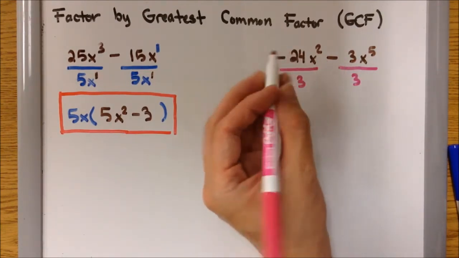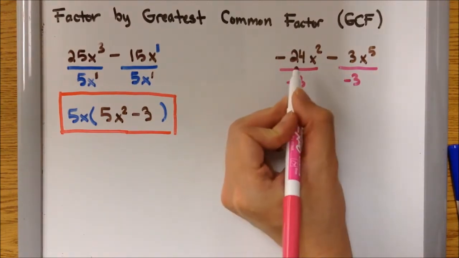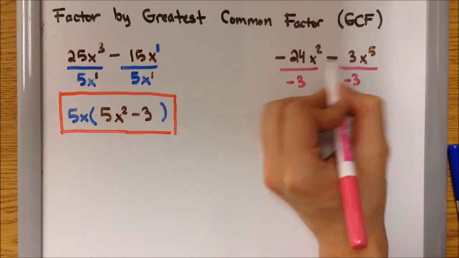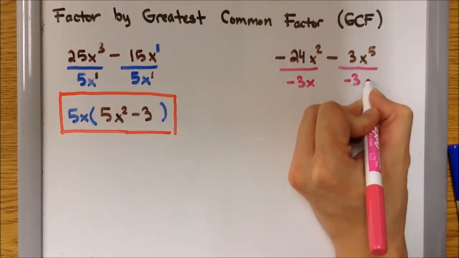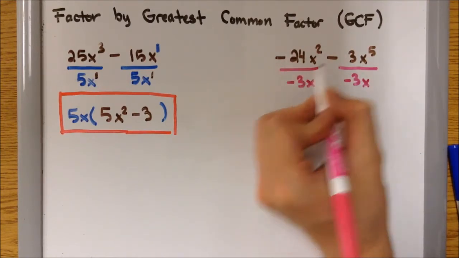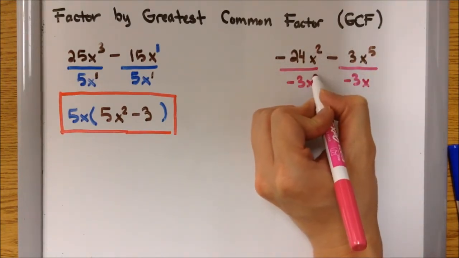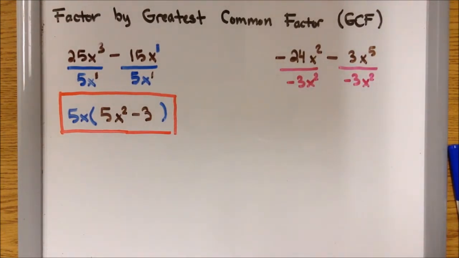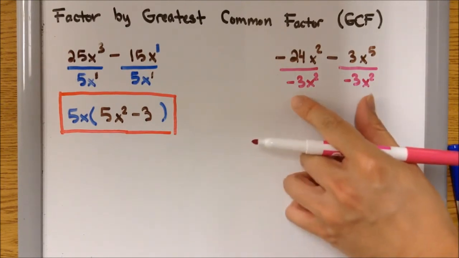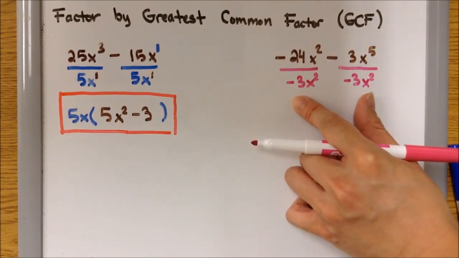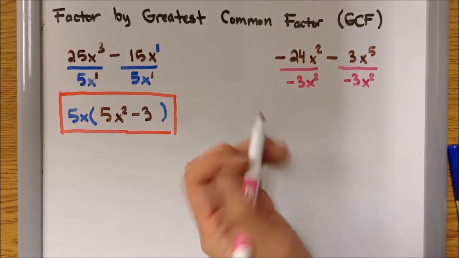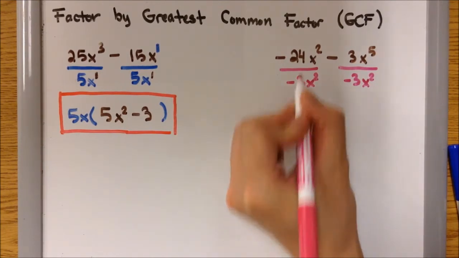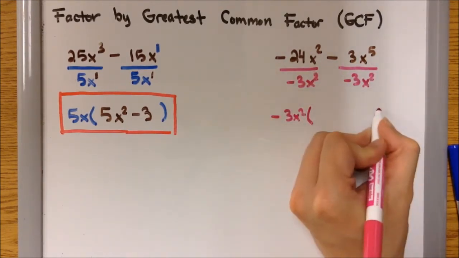Now, I'm going to divide by -3 on both terms because the first one is negative. Both of them have x, so I'm going to have x. The one that I'm going to divide by is the lowest exponent, which is squared. So I'm going to divide both terms by x squared. And what I'm dividing by on both terms is the common factor, which will be on the outside. So negative 3x squared. And what I'm dividing will be inside the parenthesis.